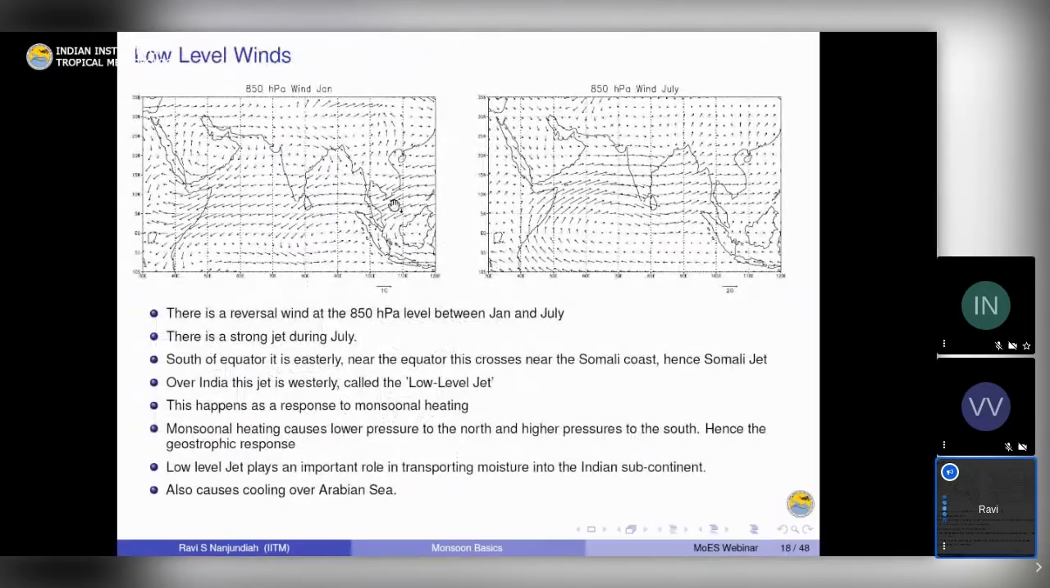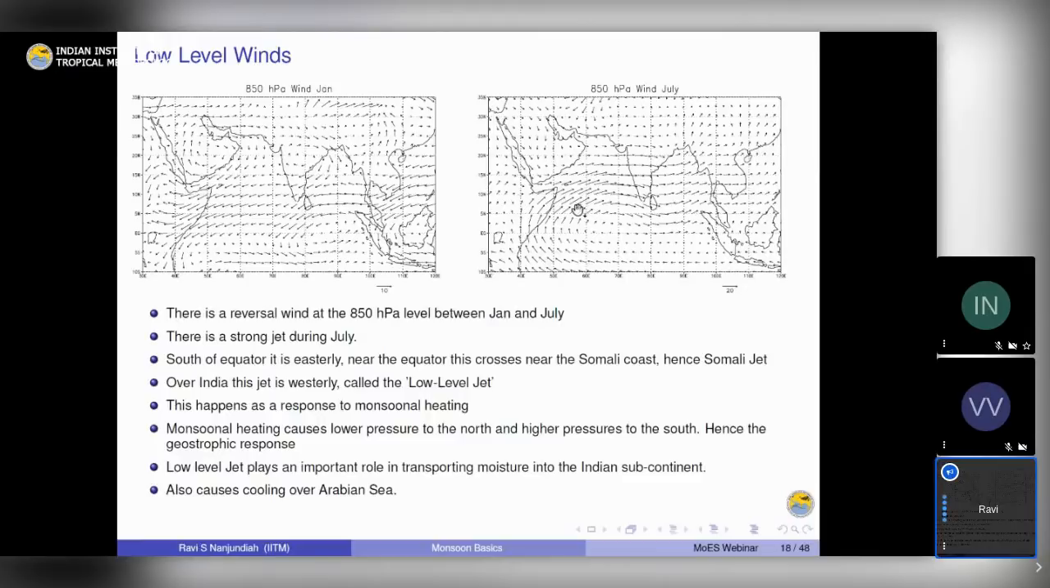And these are the low level winds at the same level. In January, as we noticed, the intertropical convergence zone was much to the south, while in July, you can see these winds curving into the Indian landmass. And this jet, where you have very high winds coming in, is called the westerly jet, or here we call it the Somali jet, which merges into the westerly jet. It's driven by the moist heating happening over the Indian region, and also is a major source of moisture into the Indian region.